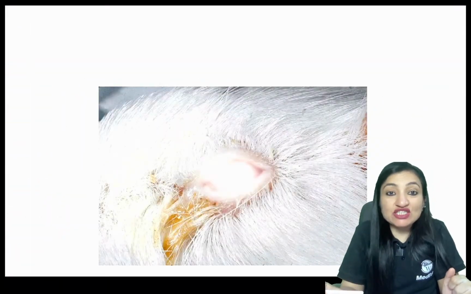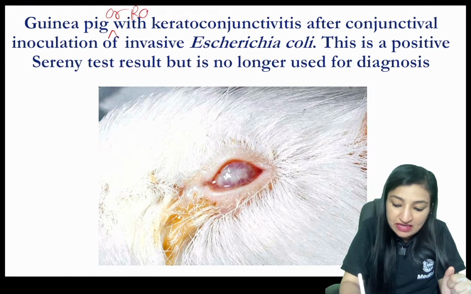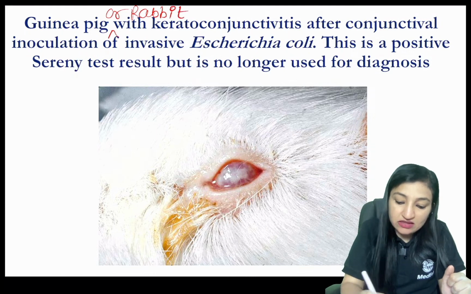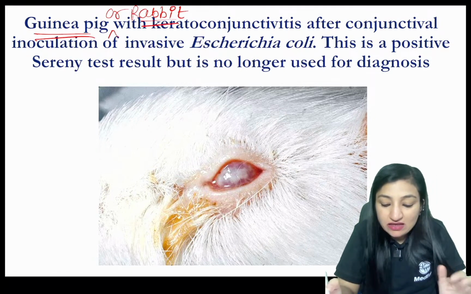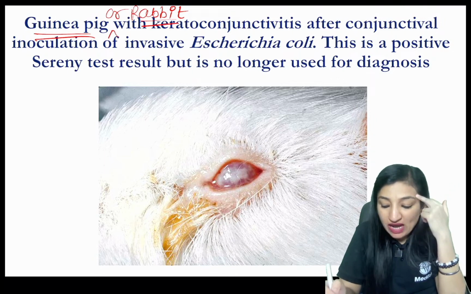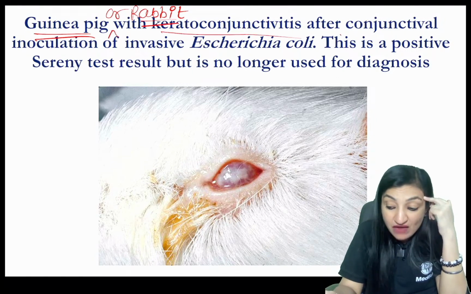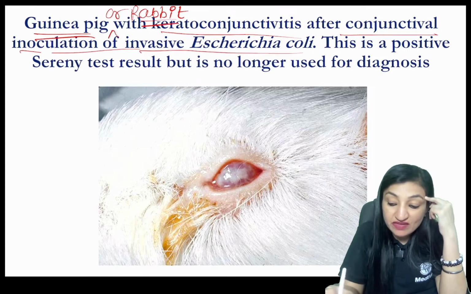चलो, इन दिस पिक्चर वी आर सीइंग अ गिनी पिग, लेकिन रैबिट भी ले सकते हैं या ले सकते थे, अभी तो नहीं करते हैं आजकल ये चीज़ें. सो गिनी पिग या रैबिट हमने लिया, ठीक है, एंड व्हाट हैपेंड टू द पुअर फेलो, इट डेवलप्ड केरेटोकंजंक्टिवाइटिस. क्यों? आफ्टर कंजंक्टिवल इनोकुलेशन ऑफ इन्वेसिव एस्चेरिशिया कोलाई.